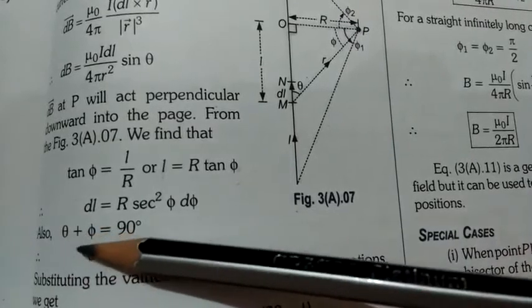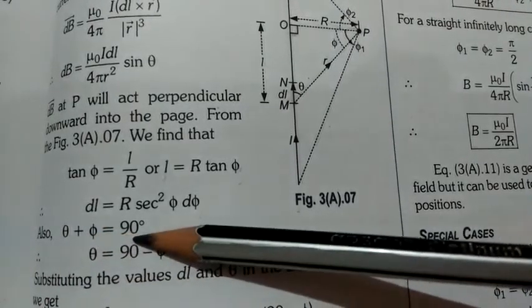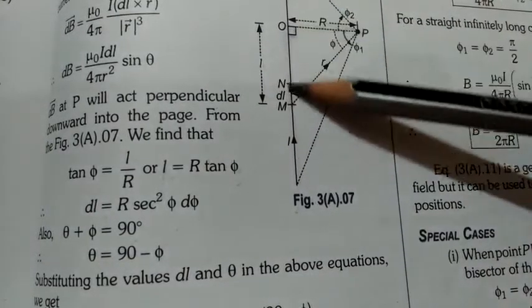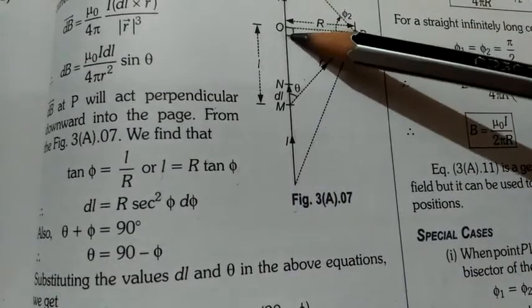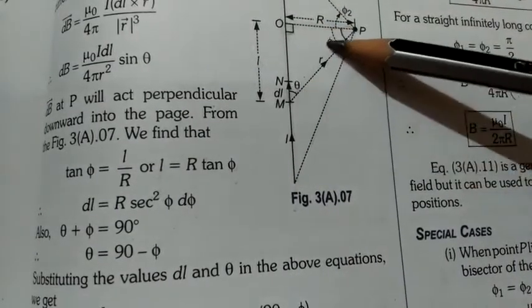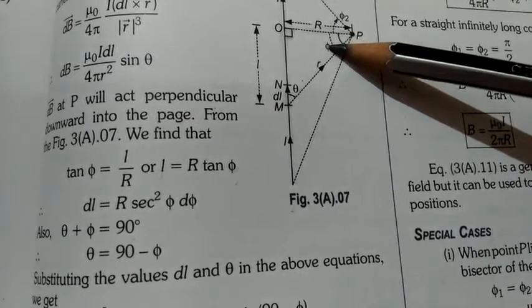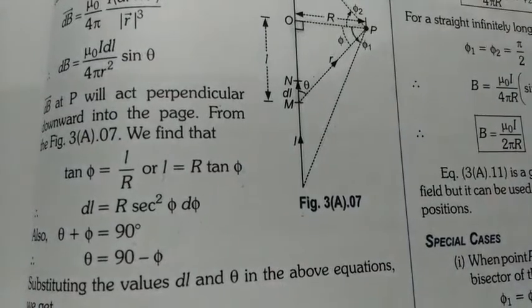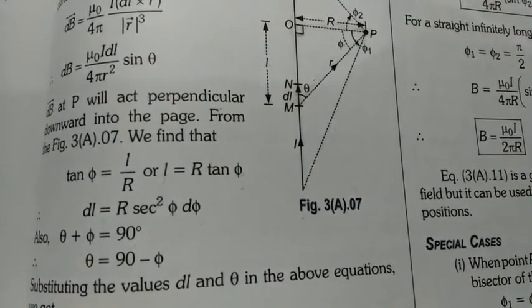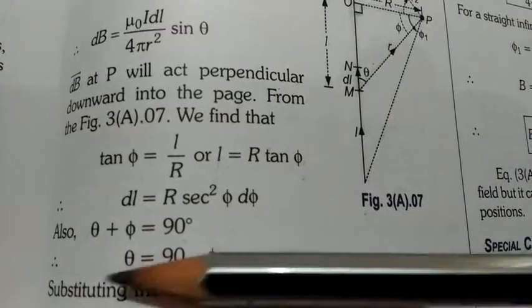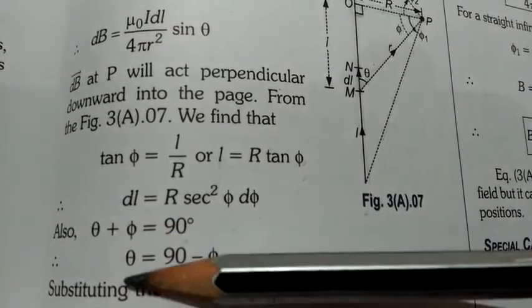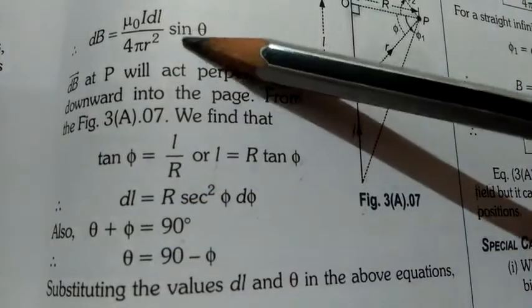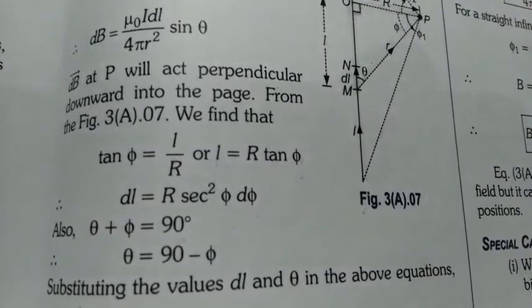Then we have theta plus phi equals 90 degrees. How? In any triangle, the sum of all the angles is 180 degrees. If this is 90 degrees, that means the sum of theta and phi should be 90 degrees, because this 90 and these two together will make 180 degrees. So when theta plus phi equals 90 degrees, we have theta equals 90 minus phi. This value of dl and this value of theta we will put in this equation, and we get it like this.